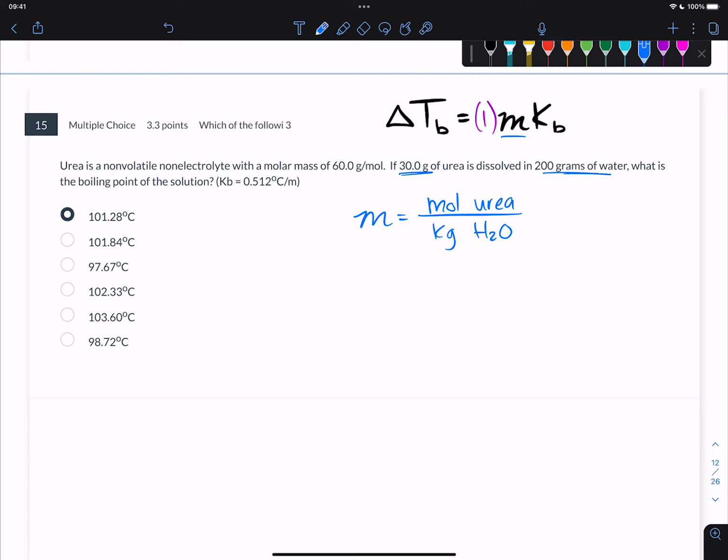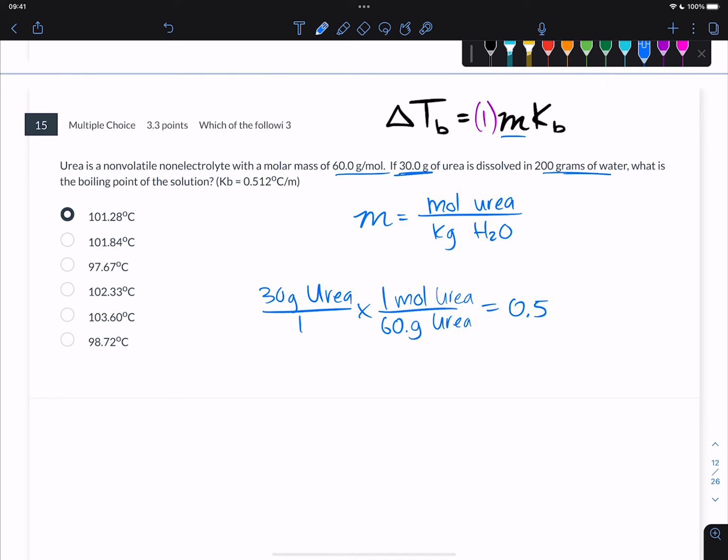So how many moles of urea are there? Well, urea's molar mass is given, so we can take our 30 grams of urea and convert from grams of urea to moles of urea. And it makes sense that 1 mole of urea has 30 grams. Oh, sorry, 60 grams. So 30 divided by 60 is equal to 0.5 moles of urea. That means we're going to replace that in our numerator: 0.5 moles of the urea.